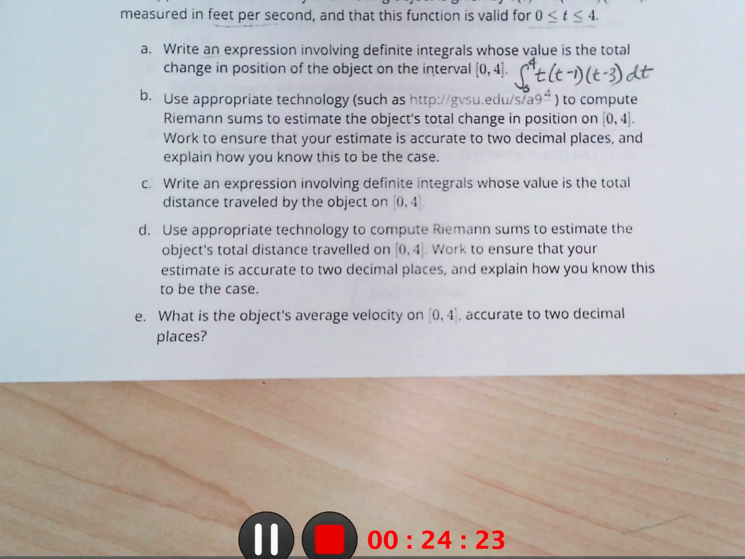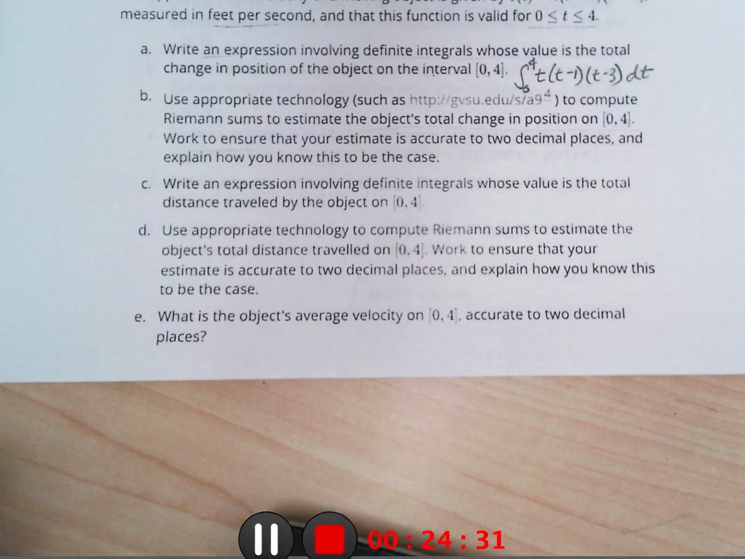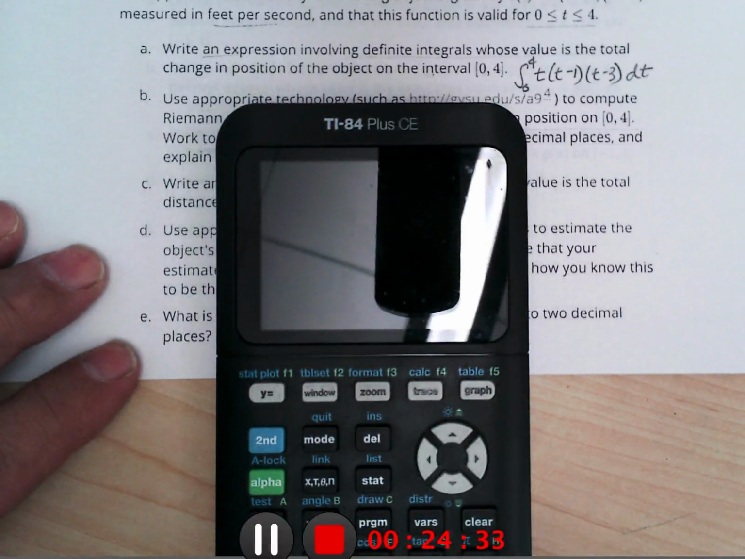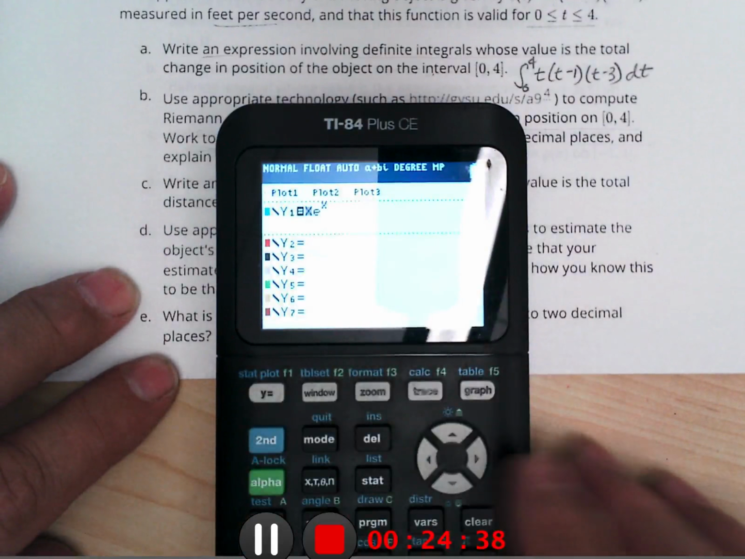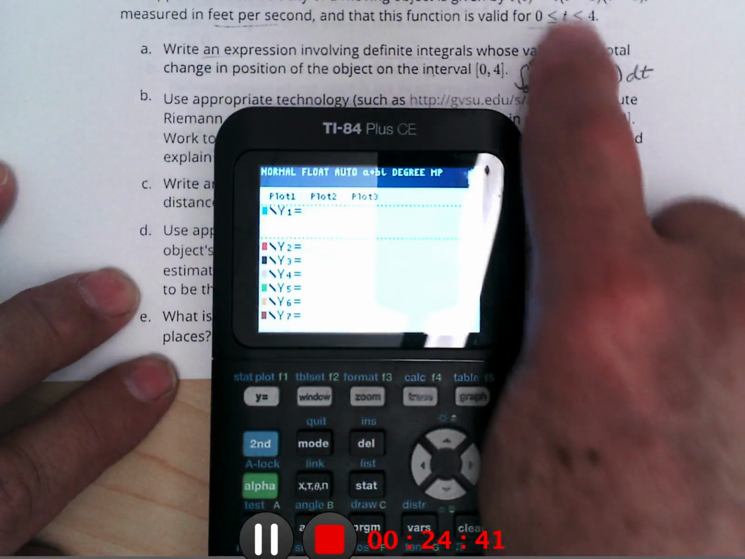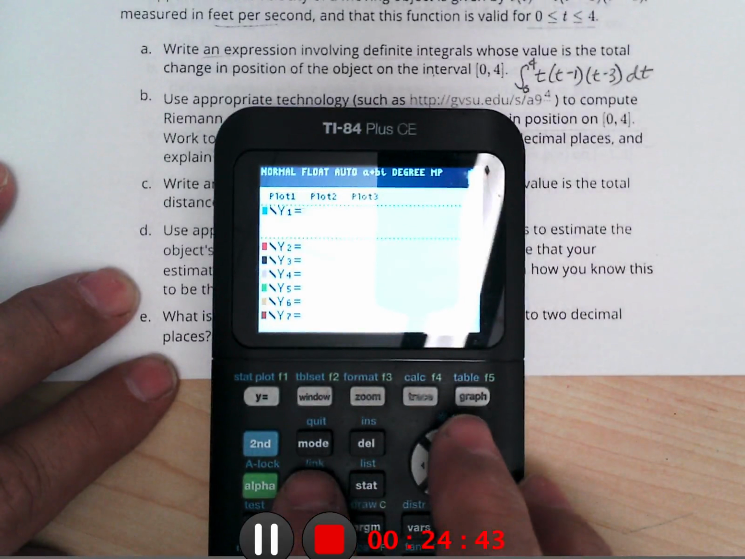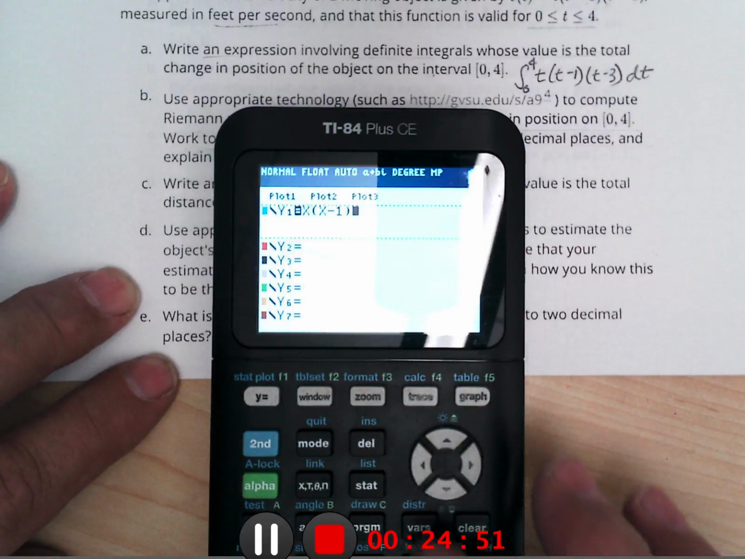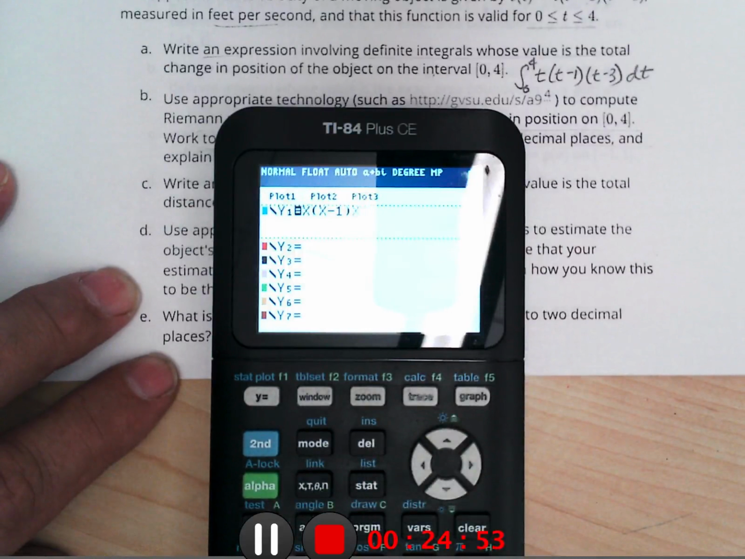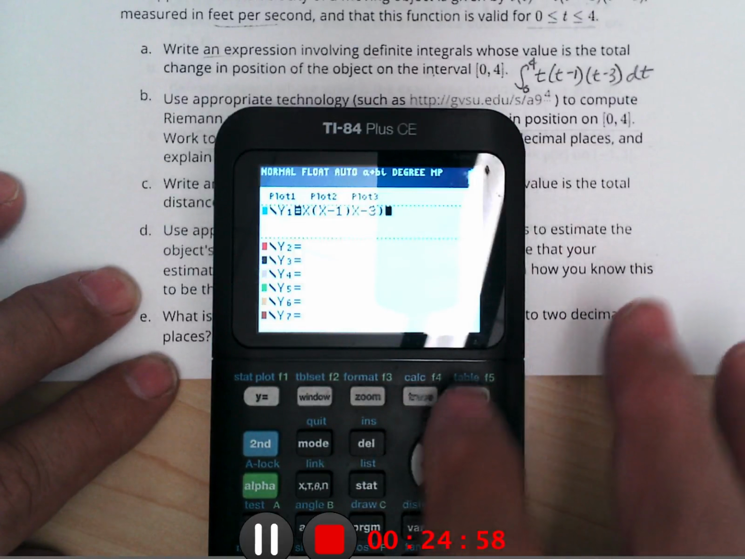It has the ability to do Riemann sums, to do these integrals. So turn it on, go to y equals, clear that, and put in this equation, except we use x, so x times x minus 1 times x minus 3. And let's just take a quick look at that. Zoom 6.